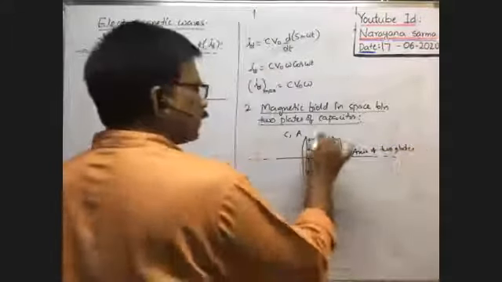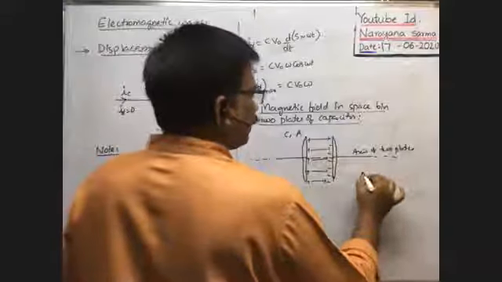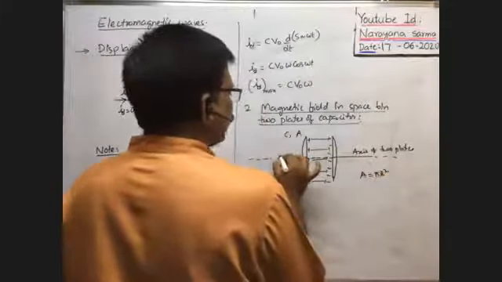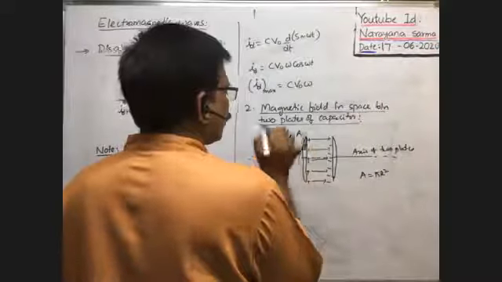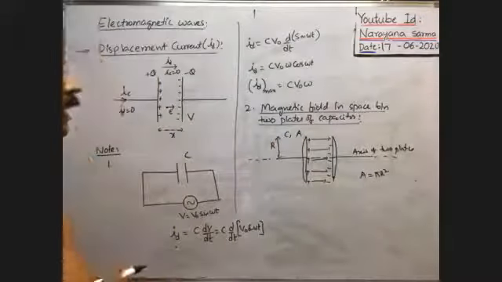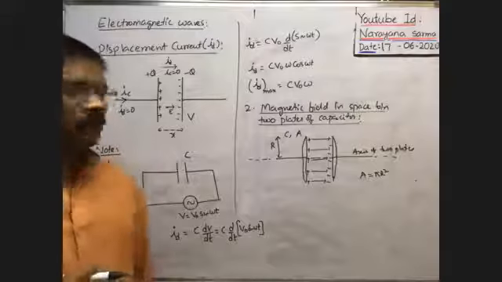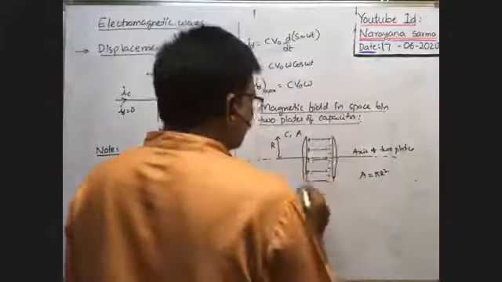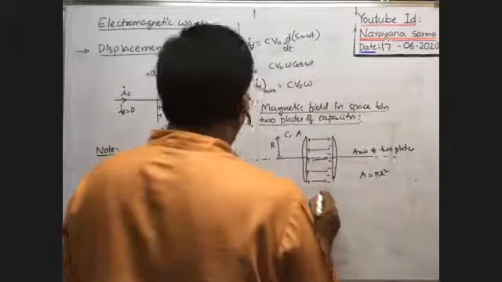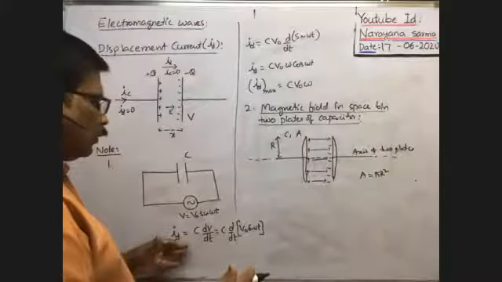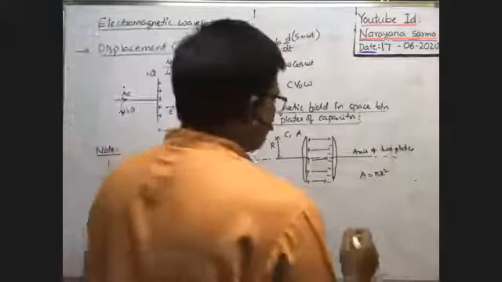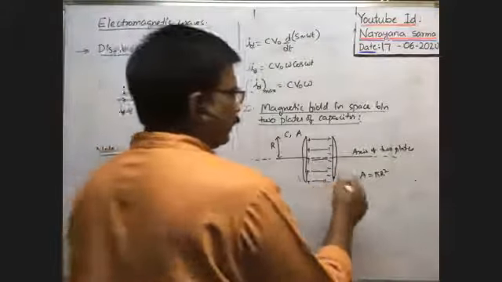If these are circular plates, then the area of each plate is equal to pi R square, where capital R is the radius of each plate. Now in between the two plates of the capacitor, what is the displacement current? Already we know displacement current is equal to C dV by dt, or in terms of intensity of electric field we can write A epsilon naught into dE by dt.